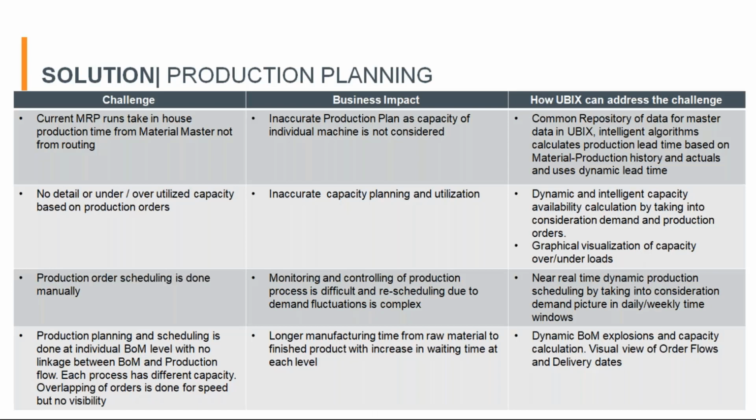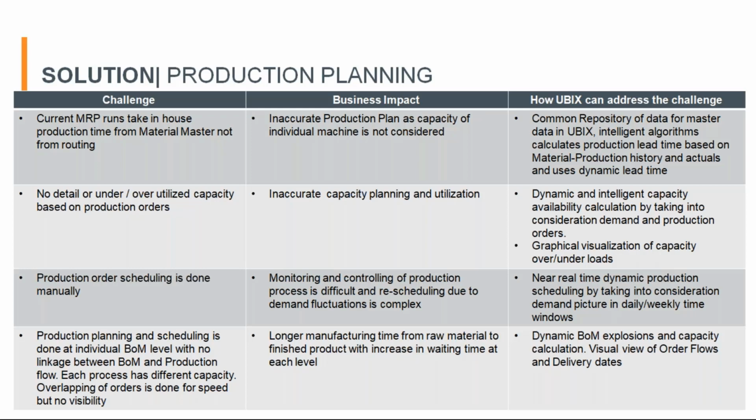Many manufacturers do not take into account, for example, machine capacity in creating production schedules. This leads to infeasible production plans. Monitoring and control of production process is difficult, and rescheduling due to demand fluctuations is complex and almost impossible. And overall plant throughput is low. Our solution creates dynamic, capacity-constrained production plans. Schedules are feasible and more reliable. Reschedules address fluctuating demand more effectively. The net result is faster cycle times and increased plant throughput.